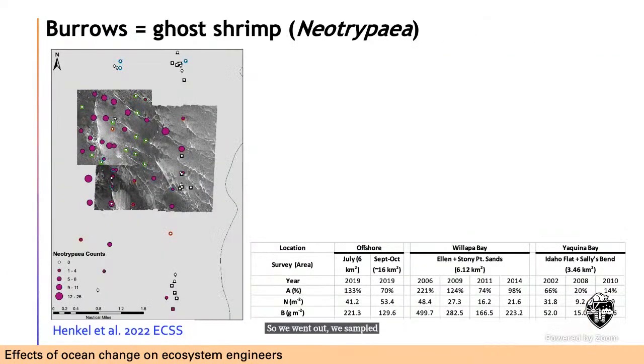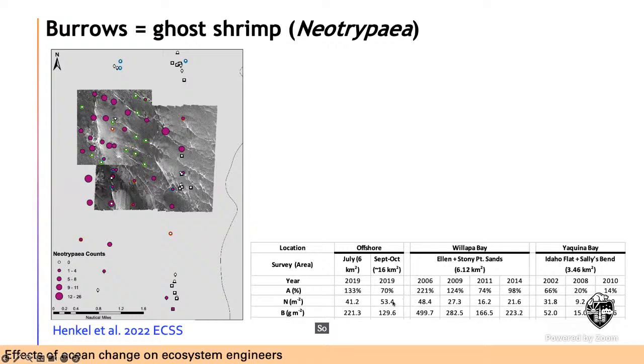So we went out and we sampled up to as many as 26 shrimp in a 0.1 meter squared box. That's 260 shrimp per meter squared. There's a lot of animals, and they all make these burrows. And so we reported this and we made some estimates.